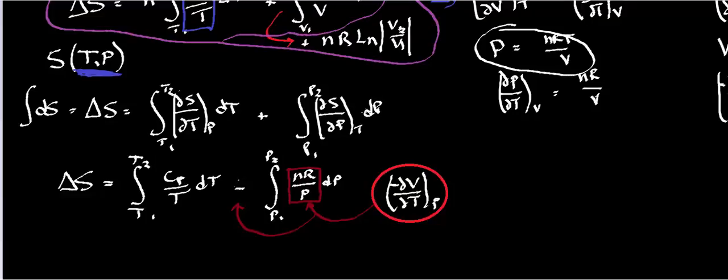So how do I deal with this? Well, one of the Maxwell relationships that's very useful is that the partial of S with respect to T at constant P is actually just Cp over T.